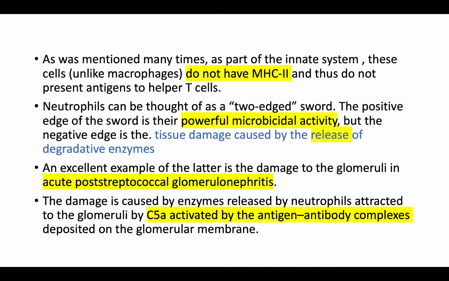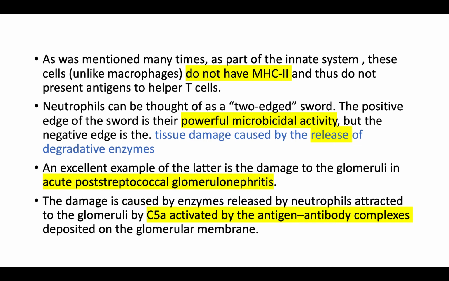That's why, for example, with TH17 I am controlling neutrophils very tightly in the gut so as not to cause destruction of the normal cells, for example enterocytes. An excellent example of the latter is the damage to the glomeruli in acute post-strep glomerulonephritis. This is the antigen-antibody complexes.